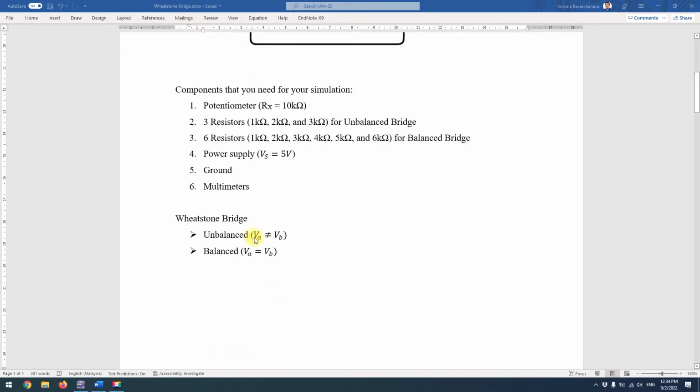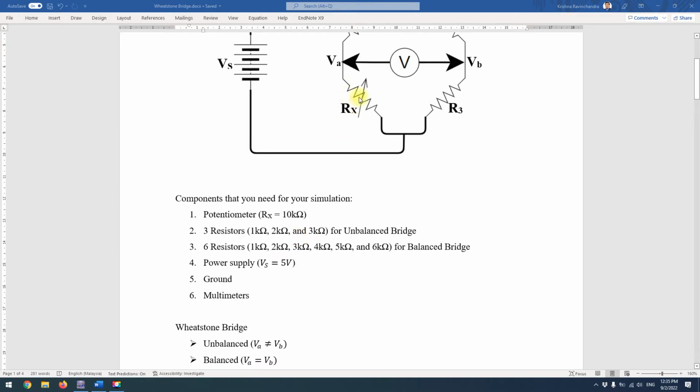Now, for the Wheatstone bridge, there are actually two types: one is the unbalanced bridge, and one is the balanced bridge. The difference is that for the unbalanced bridge, we will keep the values of resistors R1, R2, and R3 constant. The one that changes value is the potentiometer over here.